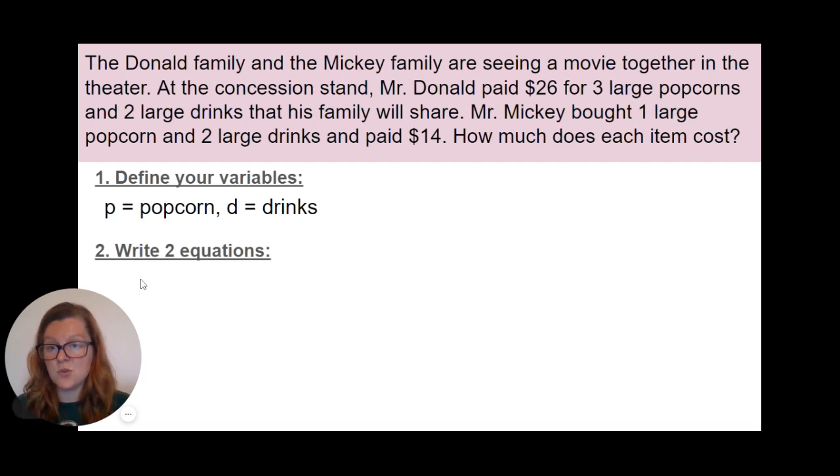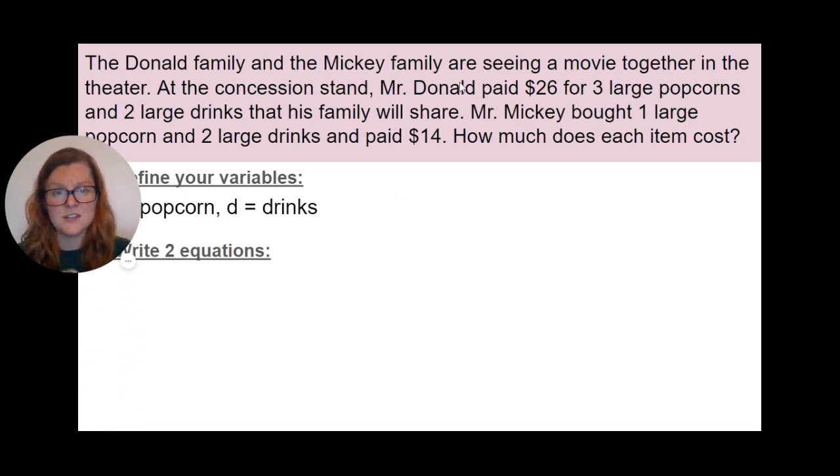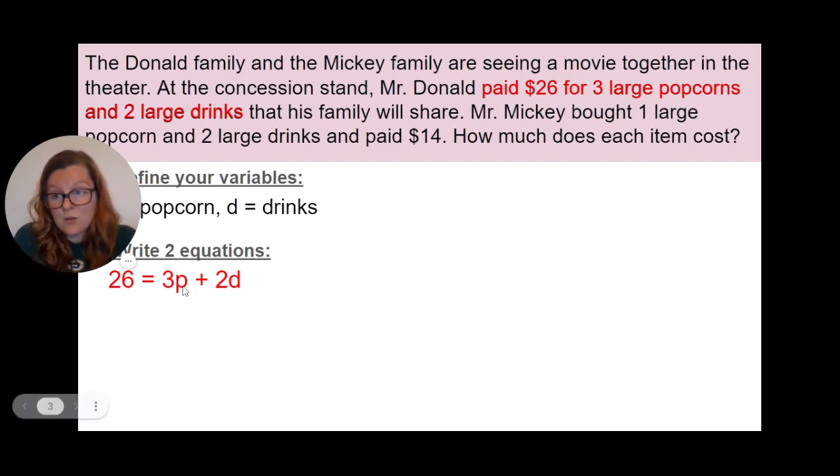Second, we got to write 2 equations. So here's where we're going to have to dissect each of those sentences. So it first says Mr. Donald paid $26 for 3 large popcorns and 2 large drinks. So I'm going to write that equation as 26 is equal to 3 times however much popcorn costs, which we don't know, plus 2 times whatever the drinks cost. Again, I don't know.